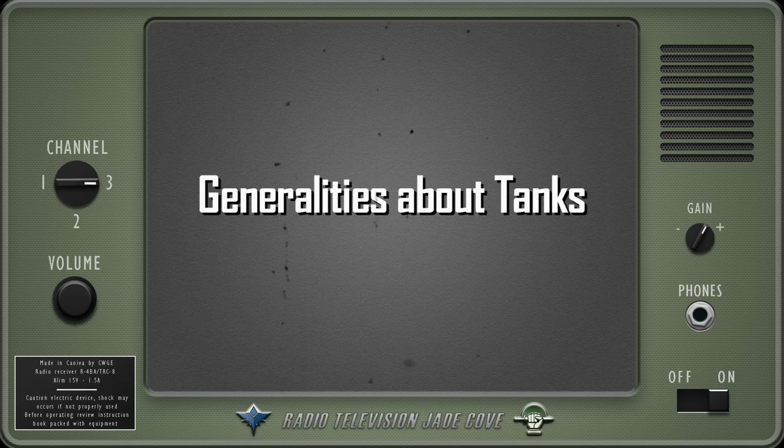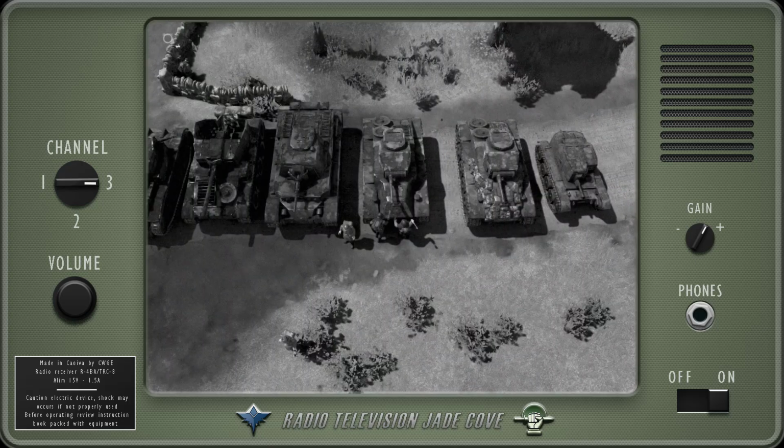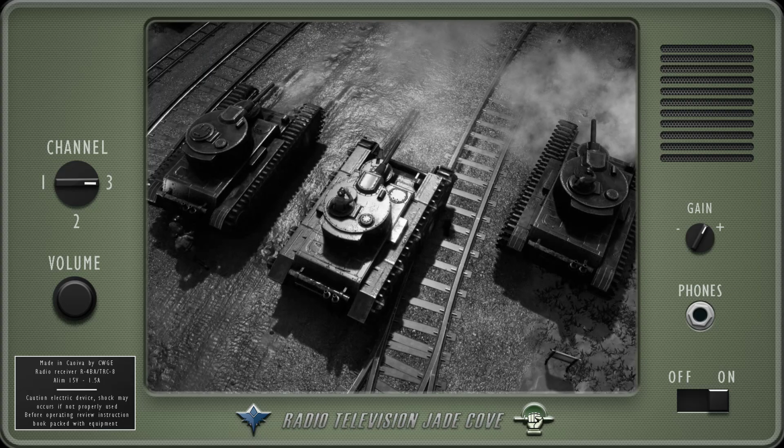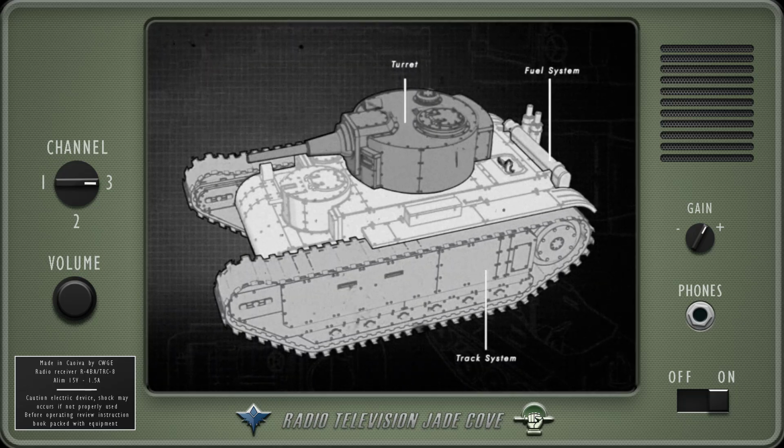First things first, a few general points. All tanks are based on the same operating principle, with a few exceptions that we'll take a look at later. An individual armored unit is commonly referred to as a tank. It consists of a more or less armored chassis, a turret fitted with a cannon, tracks, and an engine.